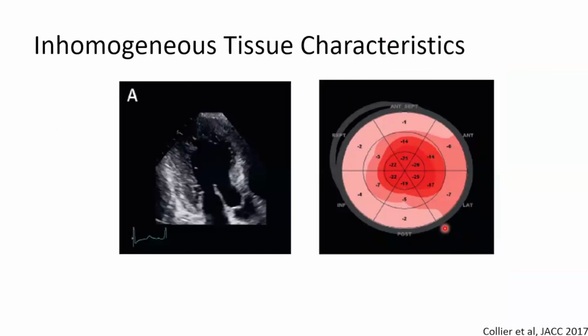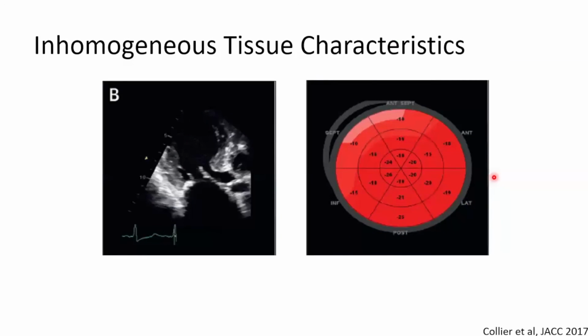And then as we use strain, we are pretty well aware of the inhomogeneous tissue characteristics leading to various regional patterns of strain differences. And this becomes somewhat of a pattern recognition assessment now. These are things that we're all very familiar with, for example, apical sparing in typical cardiac amyloidosis.